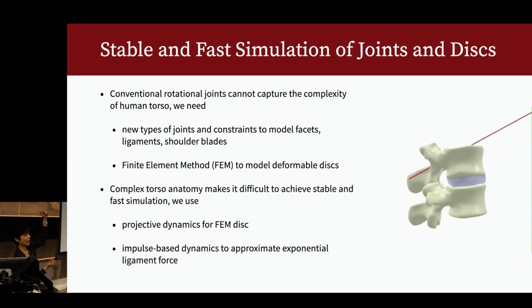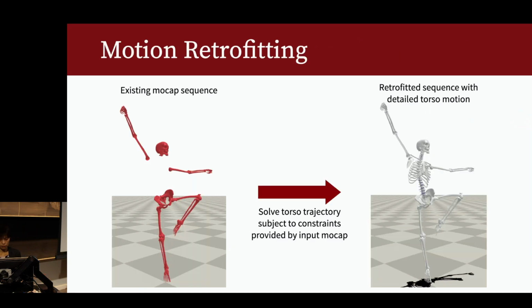Min Chen will tell you that this is not a very good idea because the simulation will become very unstable and also very slow for the kind of complex control problem we want to solve. So we have to deal with that. We would basically implement variational, projected dynamics and impulse-based dynamics to solve those problems. But let's just talk about application here.